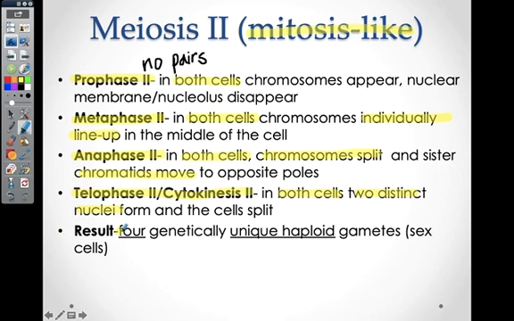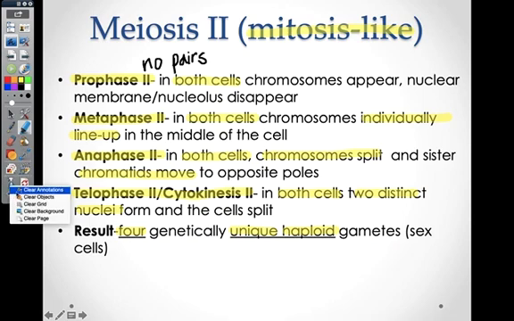All right, so really important, make sure you know the result of it, you're going to end up with 4 cells. They're going to be unique, and they are haploid. They're going to have half the number of chromosomes, and these are your gametes or sex cells. So in females, this process of meiosis is producing eggs, and in males, it's producing sperm.